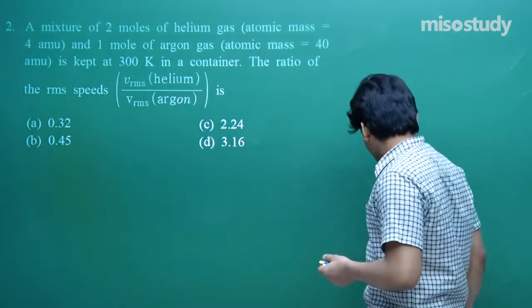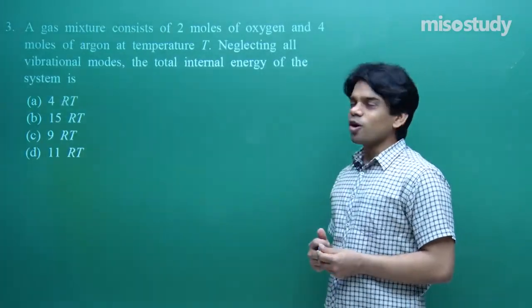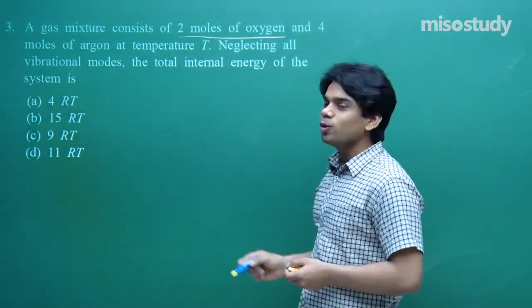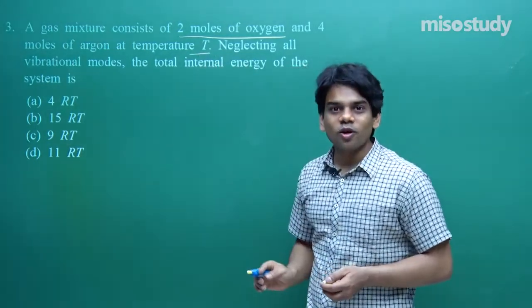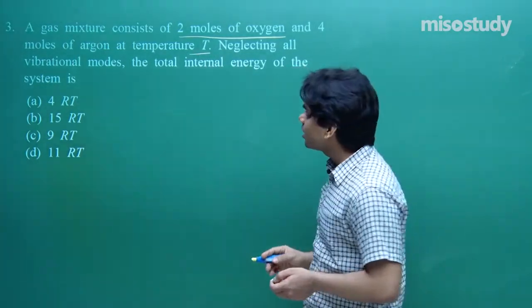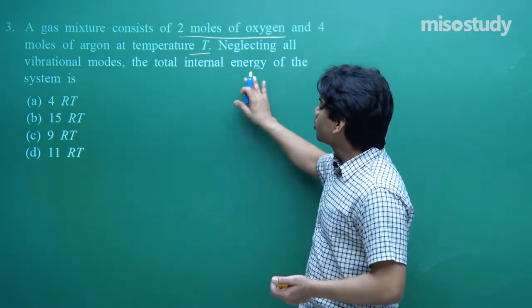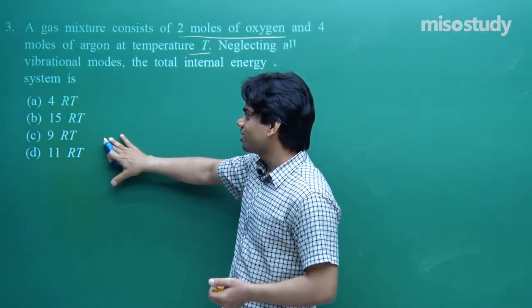Next question, question number 3. A gas mixture consists of 2 moles of oxygen and 4 moles of argon at temperature T, neglecting all vibrational modes. The total internal energy of the system is A 4RT, B 15RT, C 9RT, D 11RT.